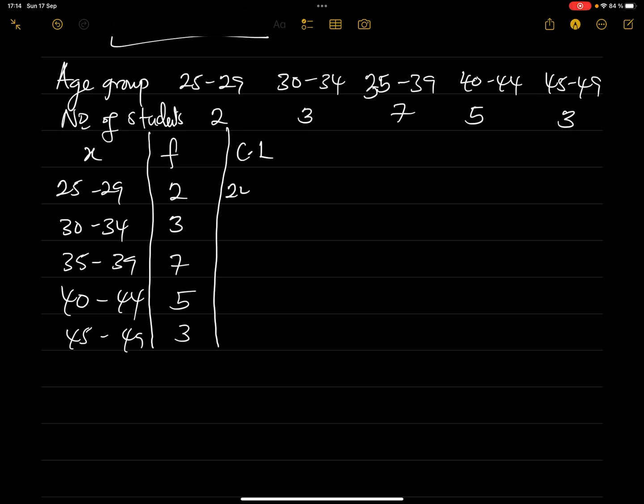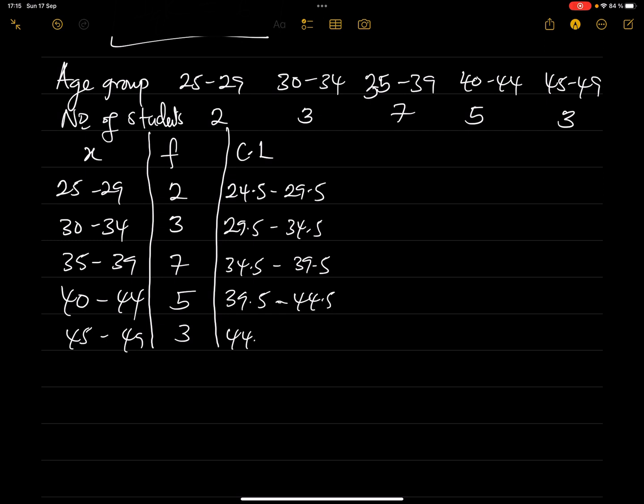So you have 24.5 up to 29.5, 29.5 up to 34.5, 34.5 up to 39.5, 39.5 up to 44.5, 44.5 up to 49.5. This is our class limit.